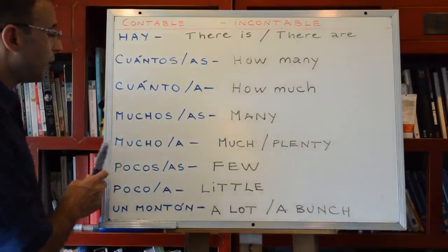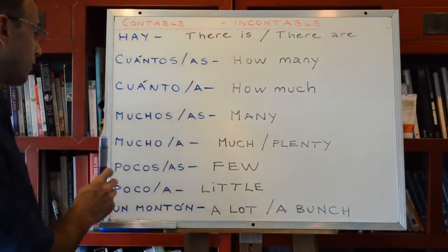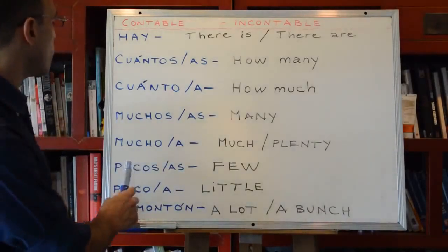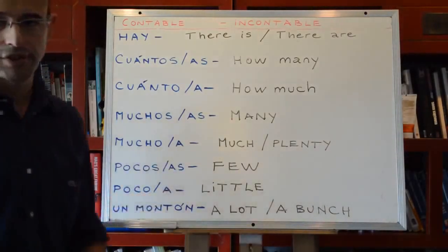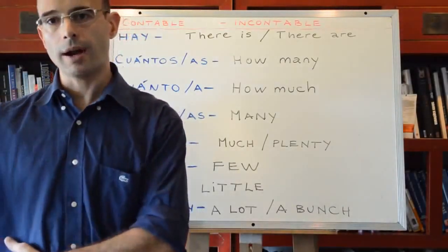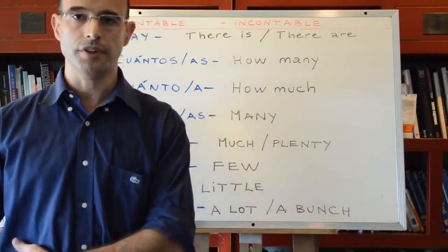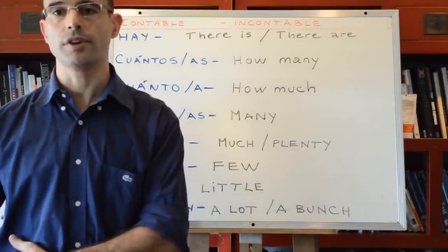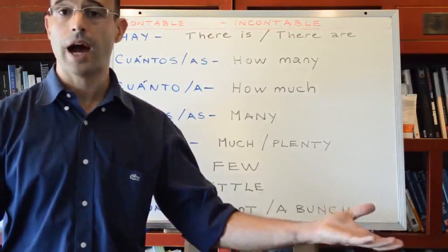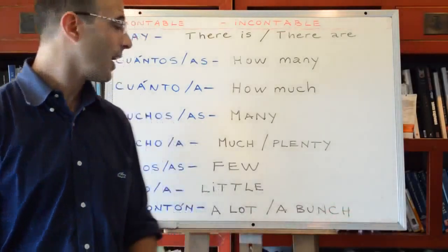Now for little and few, we have for countables, for things and objects, pocos or pocas. For example, hay pocos árboles. There are few trees. Pocos árboles. Hay pocas casas. There are few houses. Okay?